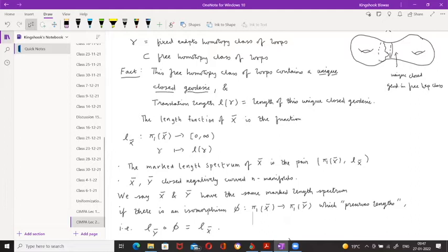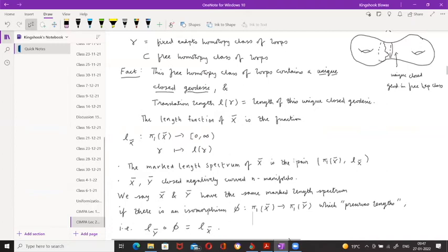Okay, so now we can define what's called the marked length spectrum of X bar, of the closed manifold below. This is the pair pi_1 X bar comma L_X bar. In other words, the pair which is the fundamental group, so this is topological information, and then the length function. The length function is geometric information because it contains the lengths of closed geodesics.